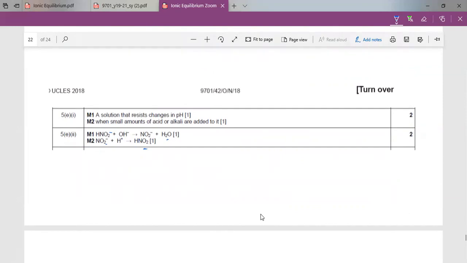The next topic we're going to study is titration and titration curves. I'll try to do it tomorrow and the next day.